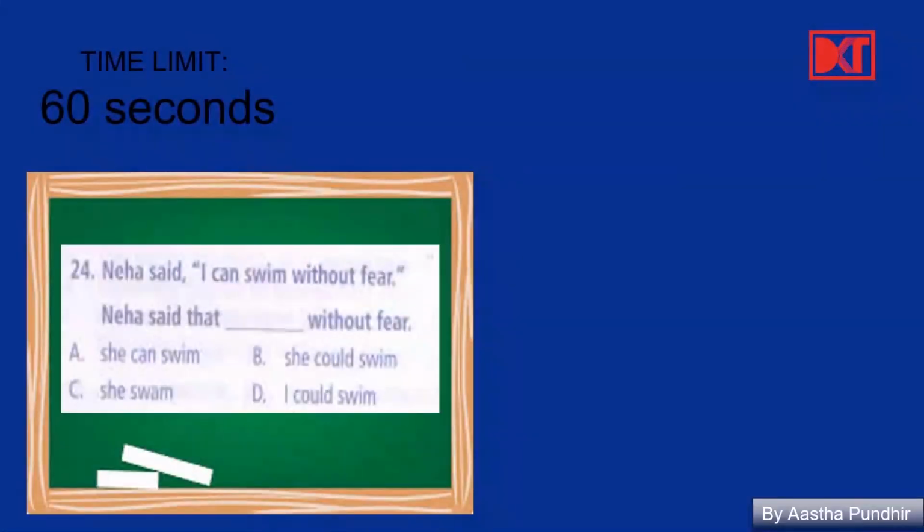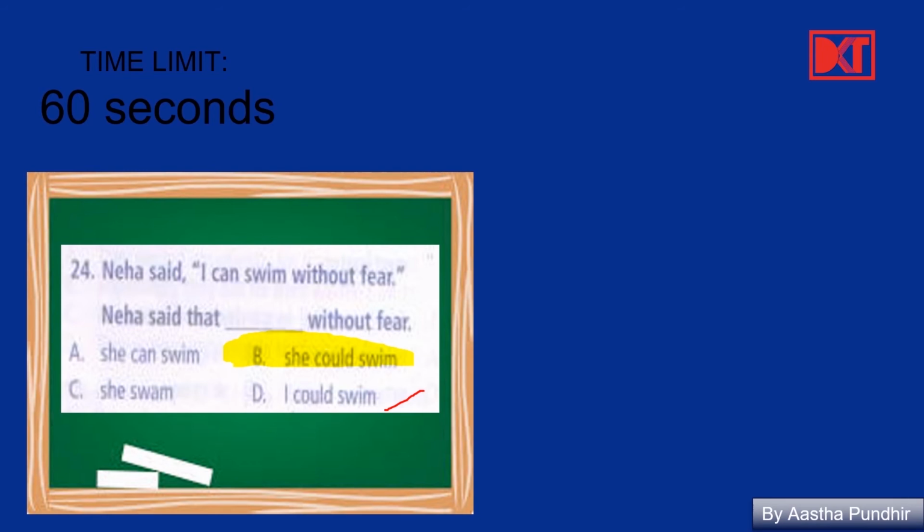Neha said, I can swim without fear. So the indirect speech, Neha said that dash without fear. A, she can swim without fear, B, that she could swim without fear, C, she swam without fear, or D, I could swim without fear. Now here, the correct answer is she could swim without fear.